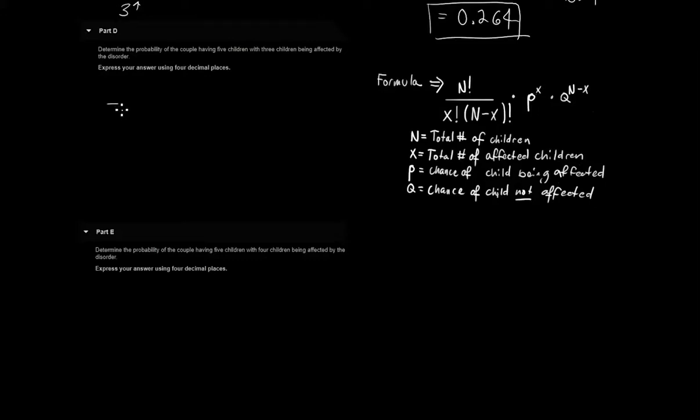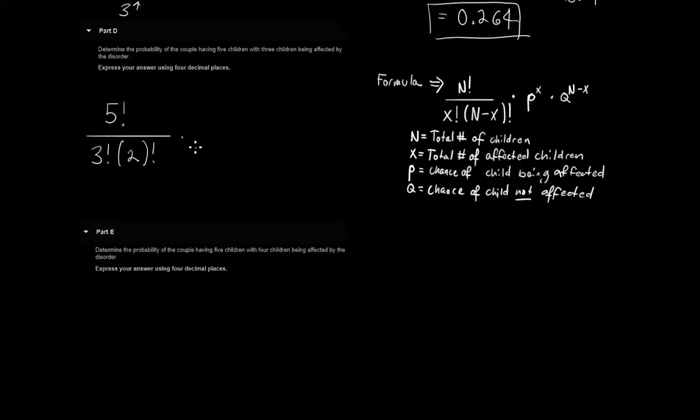So we're going to be having the total number of children, which is equal to 5 factorial. We're going to have the total number of children being affected, 3 factorial, multiplied by the total amount of children minus the total amount of children being affected, which is equal to 2. And what we did here was just 5 minus 3. Anyways, that's going to be also a factorial.